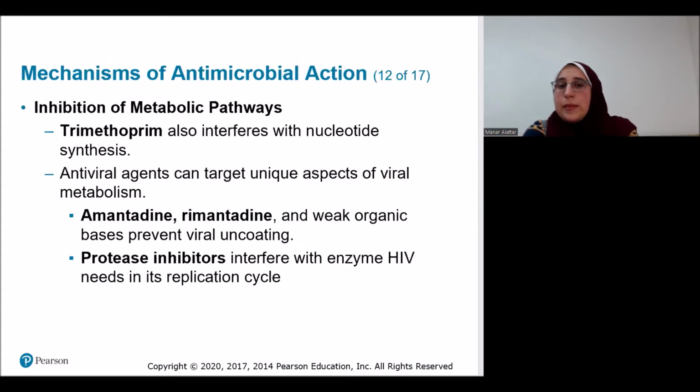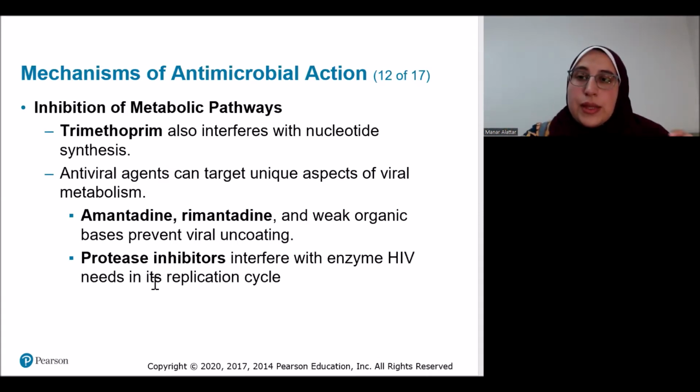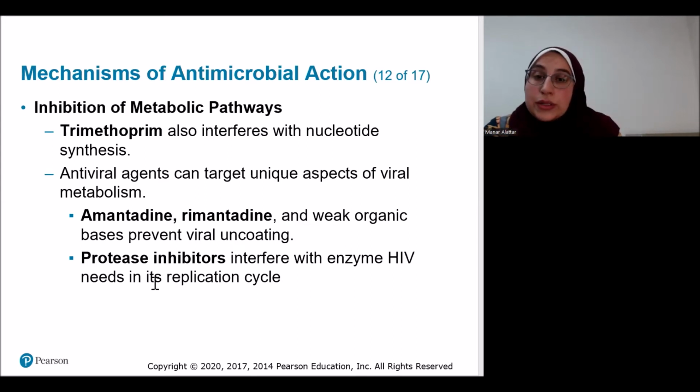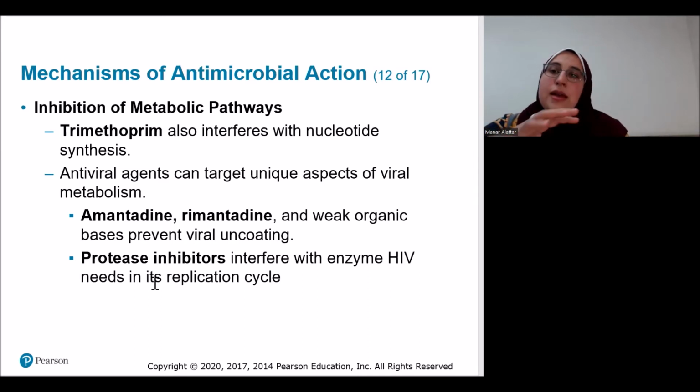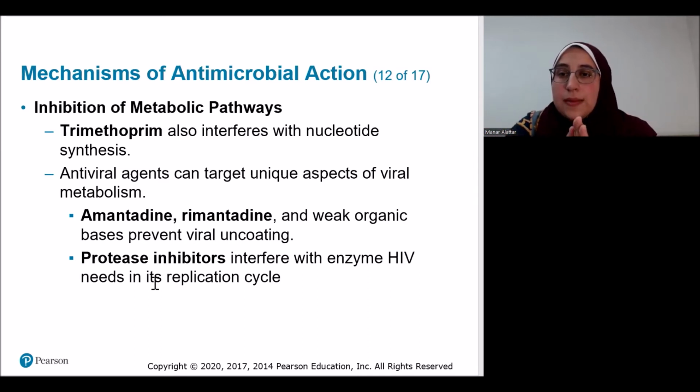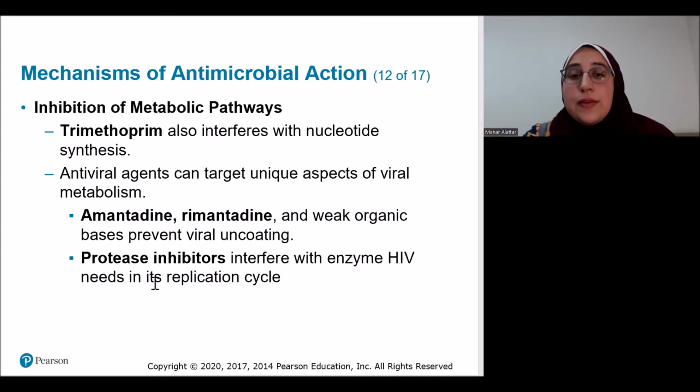We also have this example of protease inhibitors. These specifically inhibit enzymes that are important to HIV to be able to replicate within a cell. They do the same thing where they come in, they attach to those enzymes and they inhibit them, and that stops the replication cycle of HIV and can modulate some of those symptoms within HIV patients.